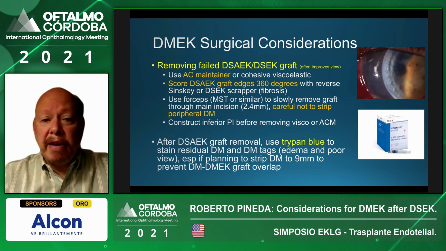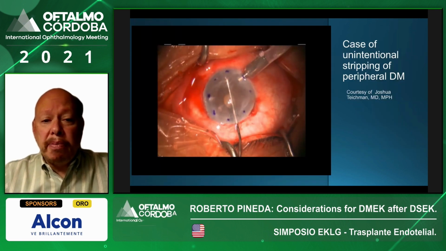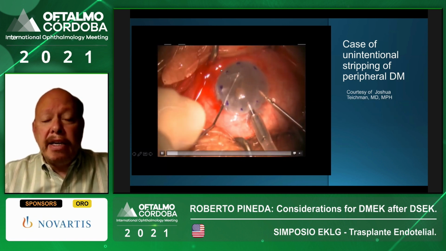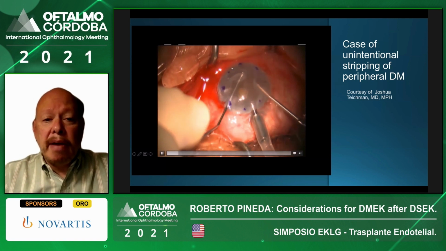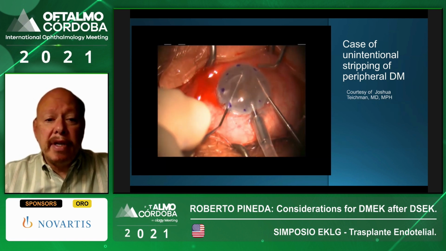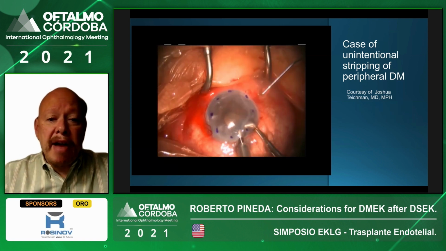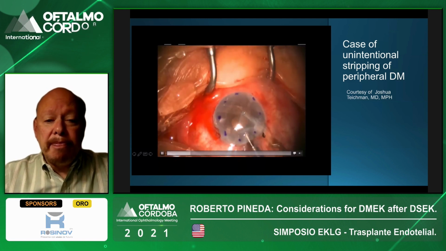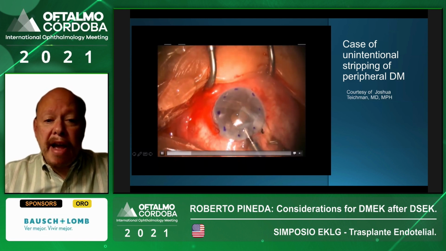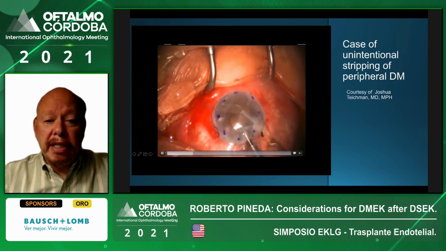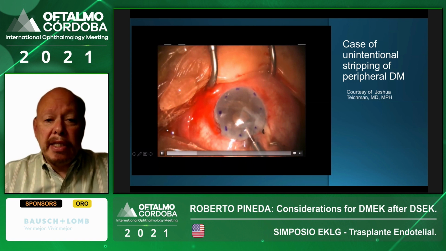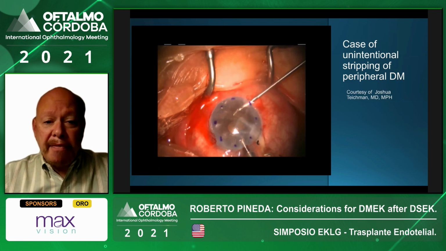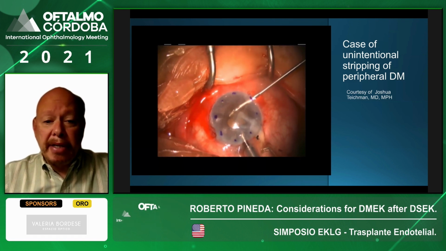This is unintentional stripping of the peripheral Descemet's. This surgeon did not fully score before removing the graft. And as this surgeon is removing their graft, you'll notice the peripheral graft inferiorly is being pulled away at the same time, which can happen inadvertently if the graft is not scored 360 degrees. Here they're using a scissors to cut the adhesion so they can remove the graft without removing more peripheral Descemet's.